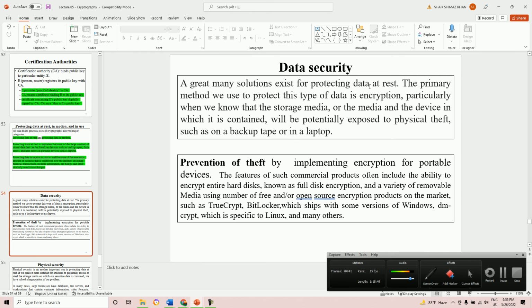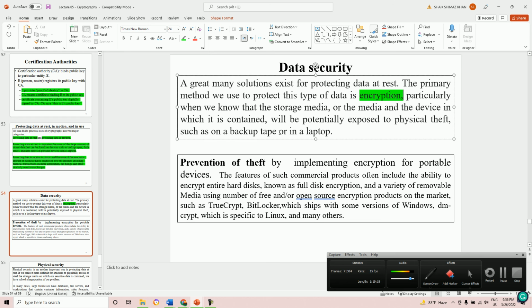Many solutions exist for protecting the data at rest. The primary method we use to protect the data is encryption. So when you want to protect the data, please understand, you can go for an encryption scheme. If you encrypt the data, people cannot see the plain text, because unless they have the key, they cannot see the message. Okay, you just think like that.